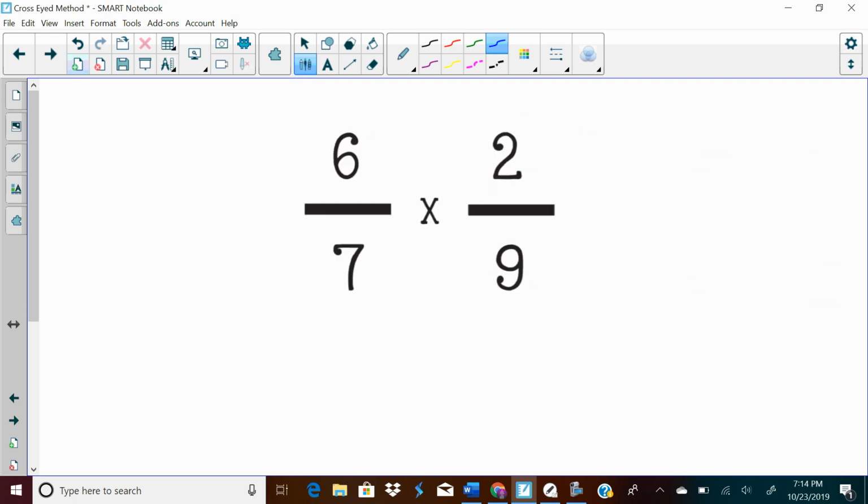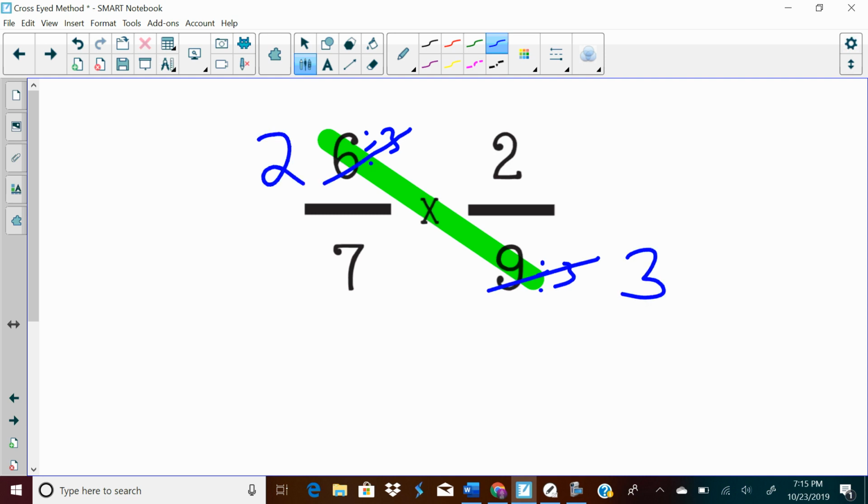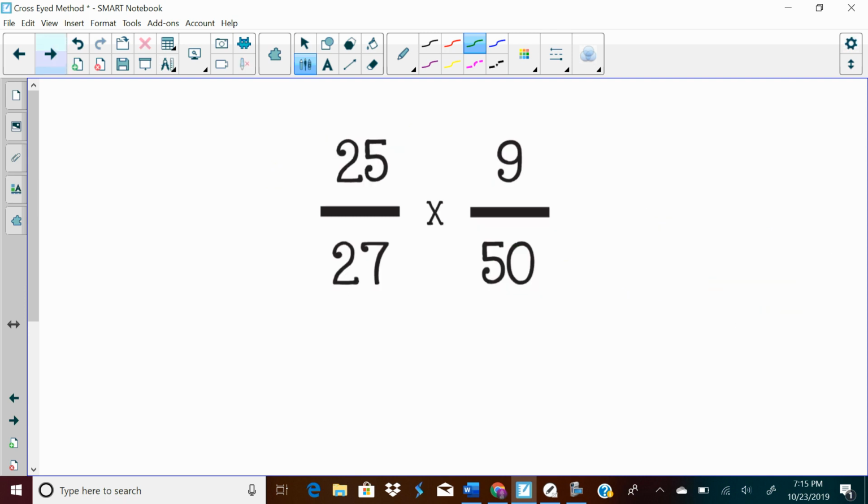Okay, last example we'll do together, and then you're going to try a couple on your own. So most of the time, one of the numbers goes straight into the other, but sometimes it doesn't. So 6 and 9, those have a common factor. 2 and 7 do not. So I'm going to divide 6 and 9 both by 3. I'm going to show that I divided by 3. Cross it out. 9 divided by 3 is 3. 6 divided by 3 is 2. Then I'm going to multiply straight across, and I get 4. 7 times 3 is 21.